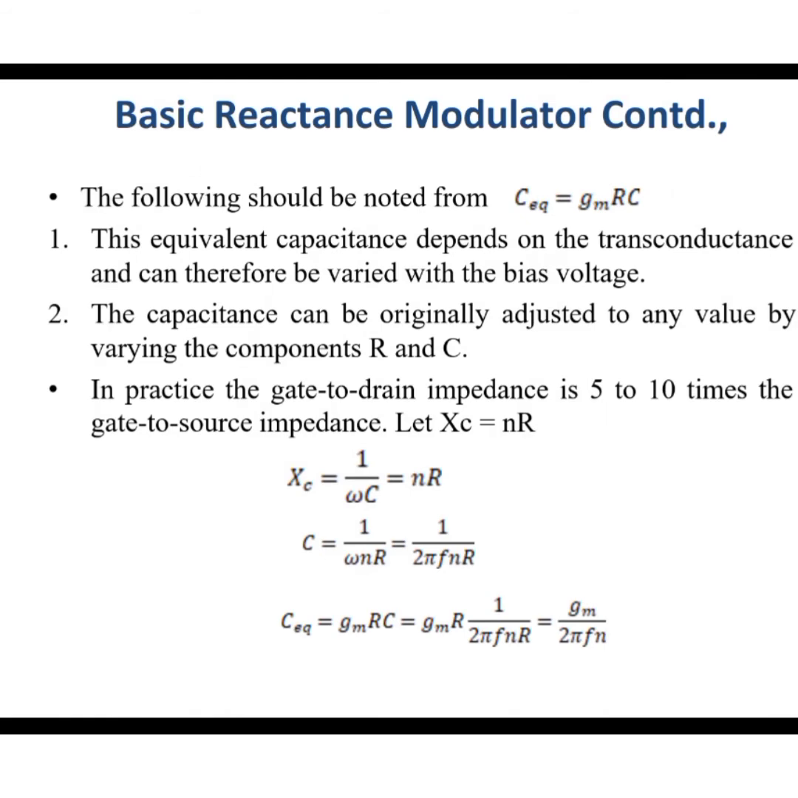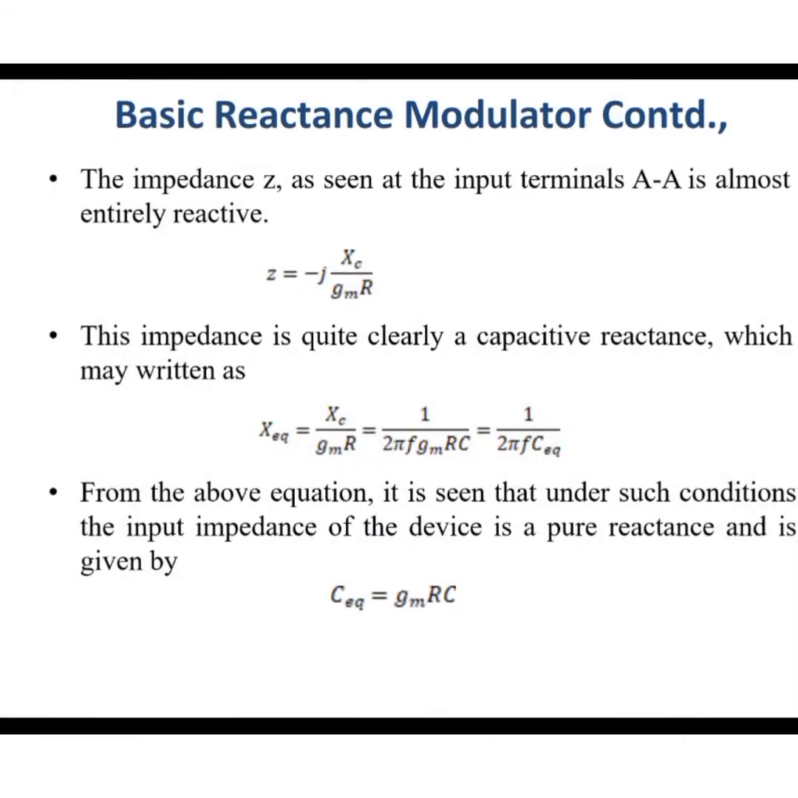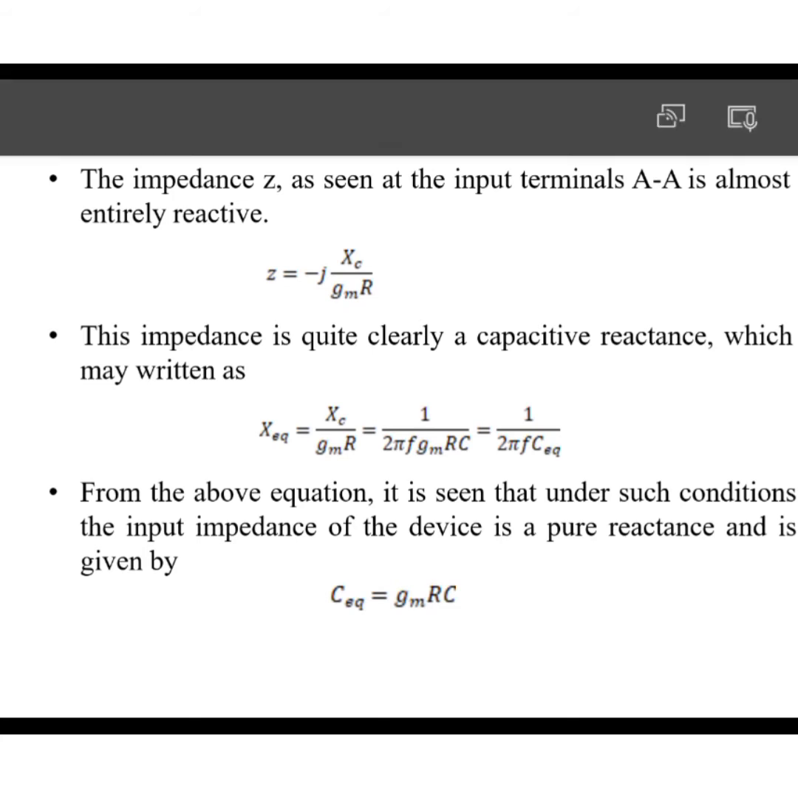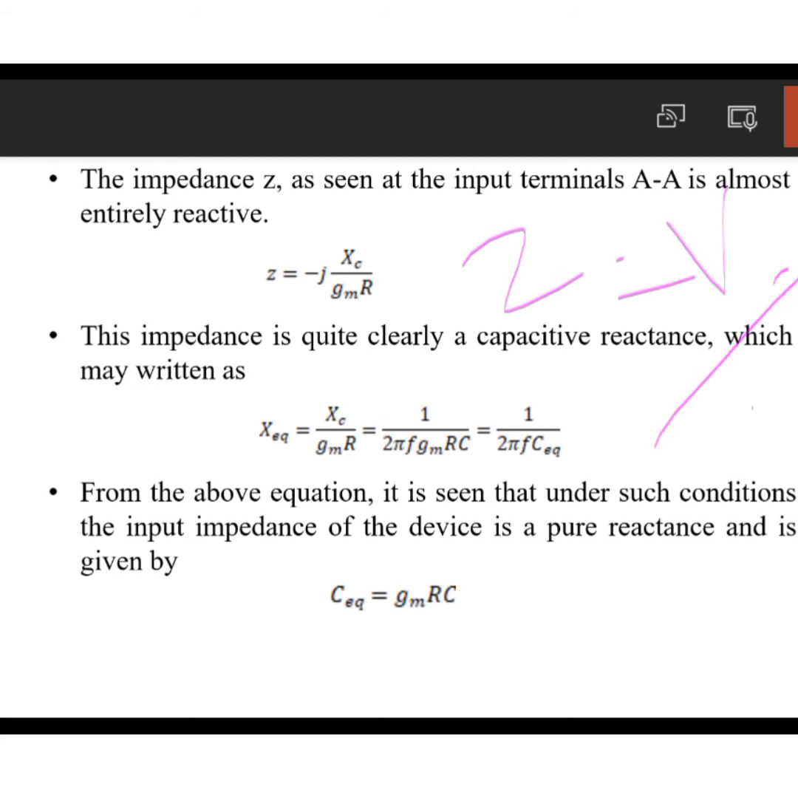So here we are going to calculate the capacitance developed. We are calculating Z, which depends upon the value of V by ID. Here ID is nothing but minus jXc. So where it comes from, you have to know.